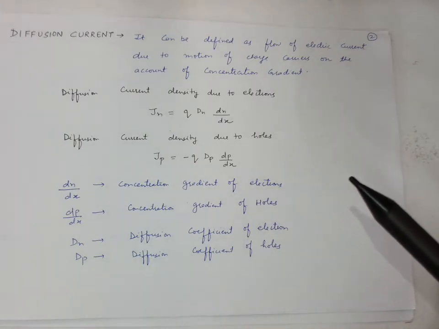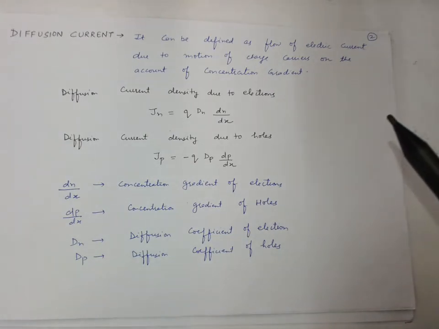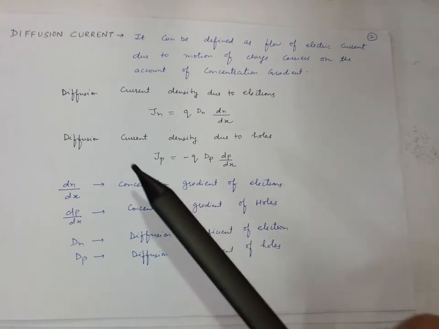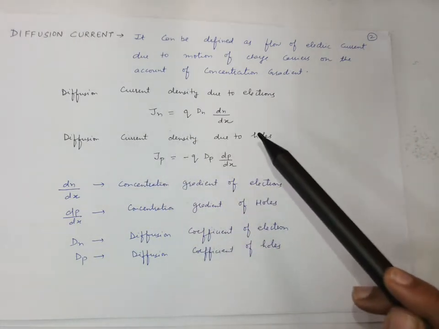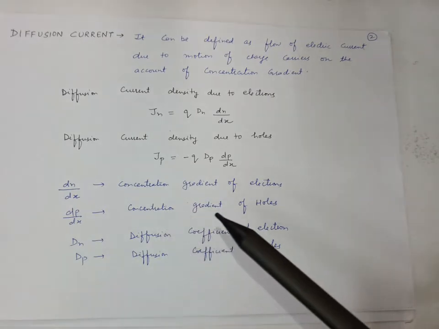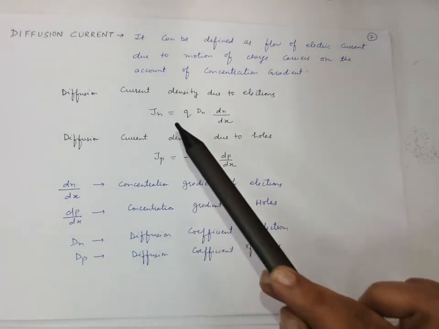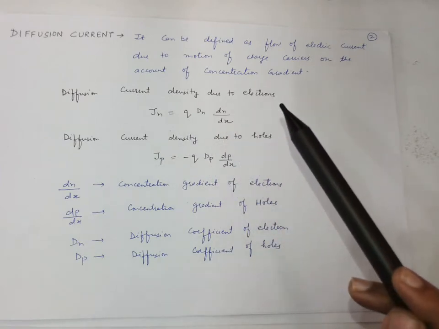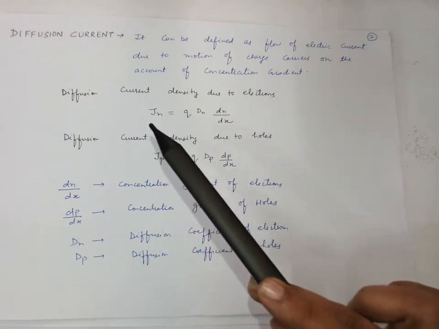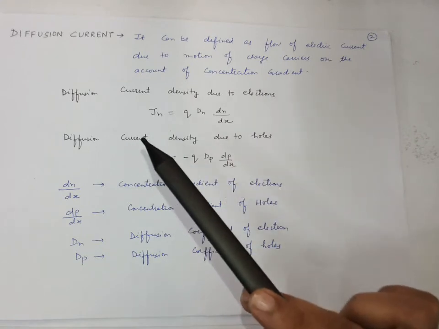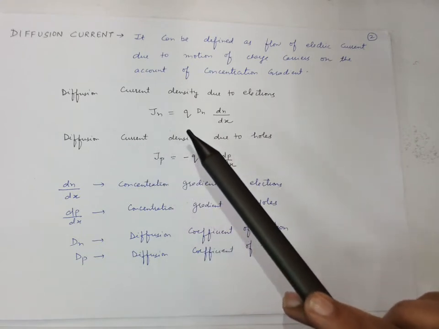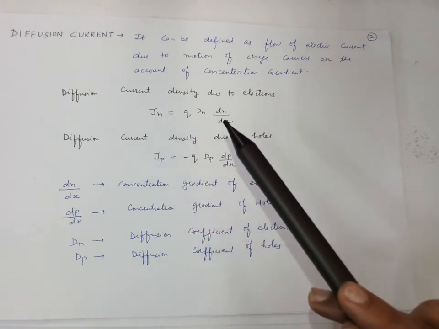So when a P and N junction is formed, on account of the concentration gradient, the charged particles start moving across the junction. Now there will be a movement of electrons as well as a movement of holes. So what will happen when there is a motion of electrons? The current that is established is given by Jn = q Dn dn/dx.